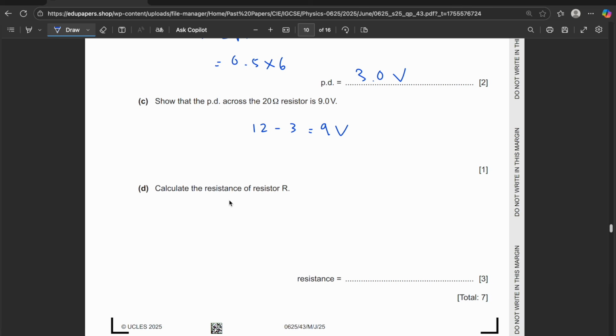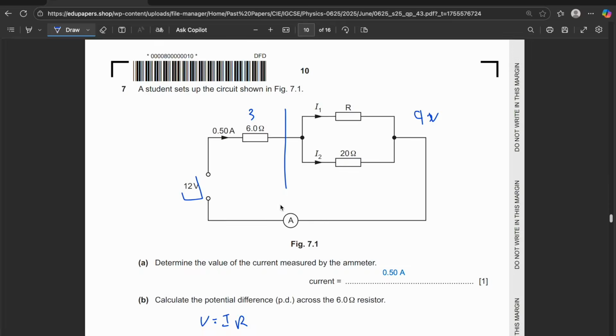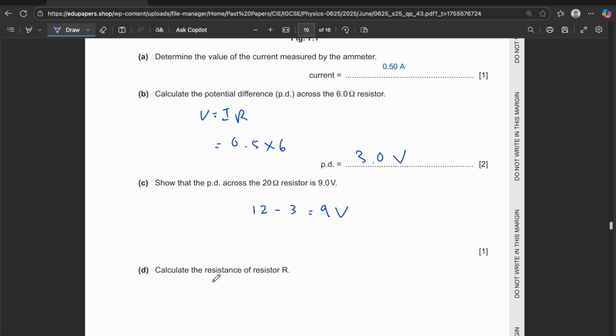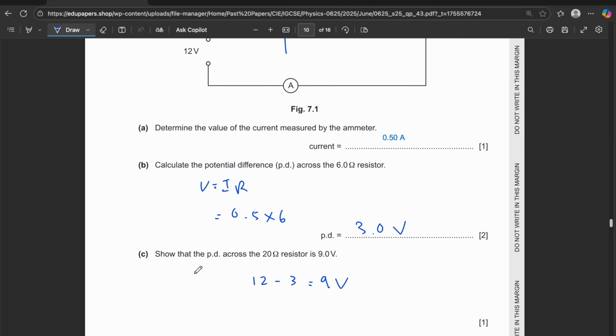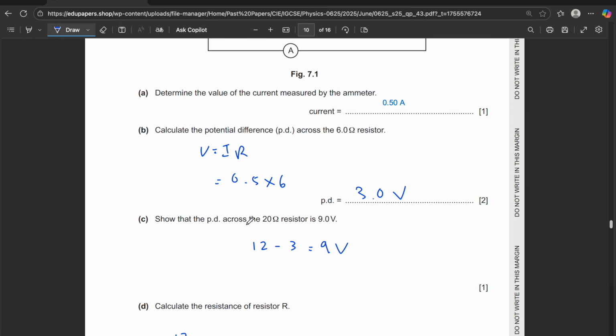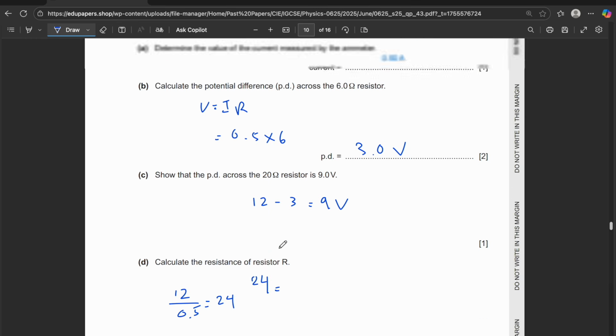D. Calculate the resistance of resistor R. So how can we do this? Well, we have the whole voltage and the current, so we can calculate the resistance of the whole circuit, right? The resistance of the whole circuit will be 12 divided by 0.5, which is 24, and that will be the total resistance.